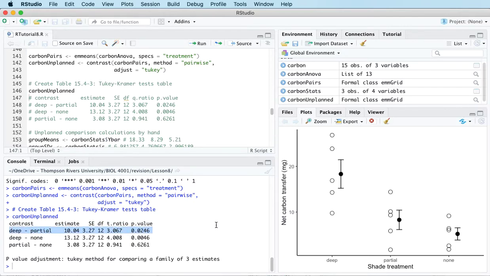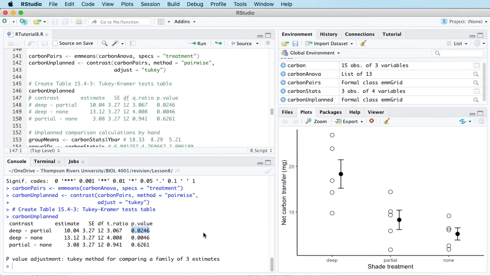So if we look at the first row of that table, that row tells us the results of a hypothesis test where the null hypothesis is that the mean for the deep shade trees is the same as the mean for the partial shade trees, versus the alternative hypothesis that those means are different. The test statistic for that hypothesis test is 3.067. It's labeled as T ratio in this output, but the book refers to this as Q, the Q statistic.